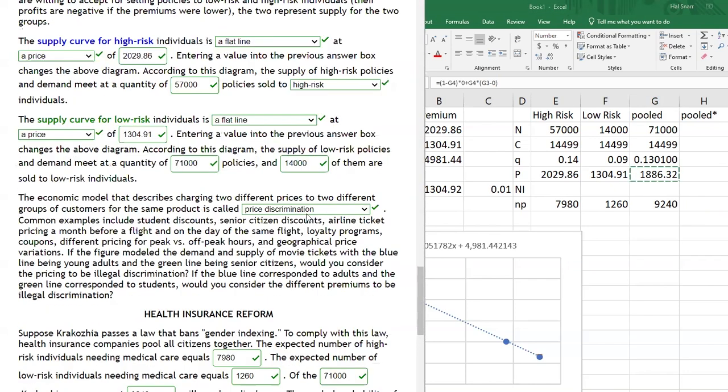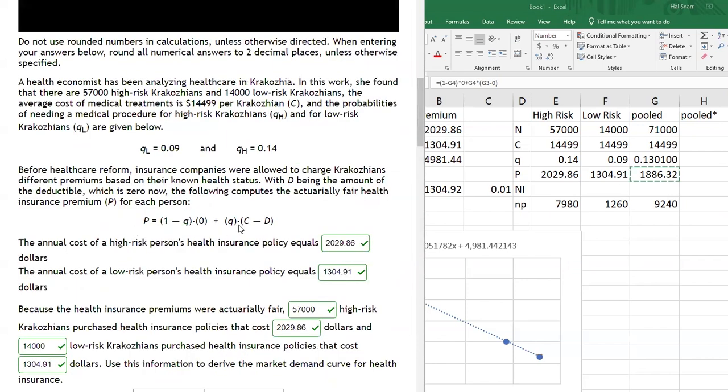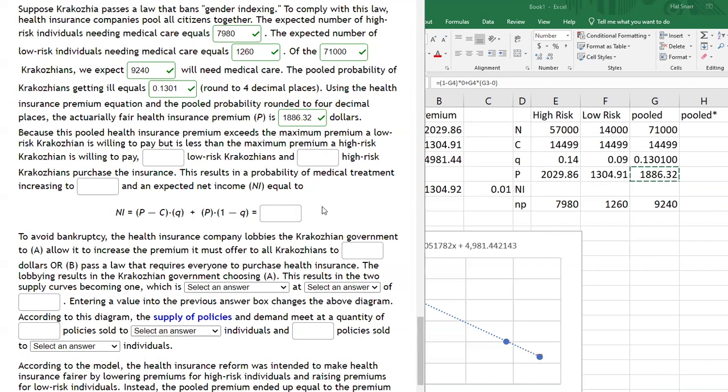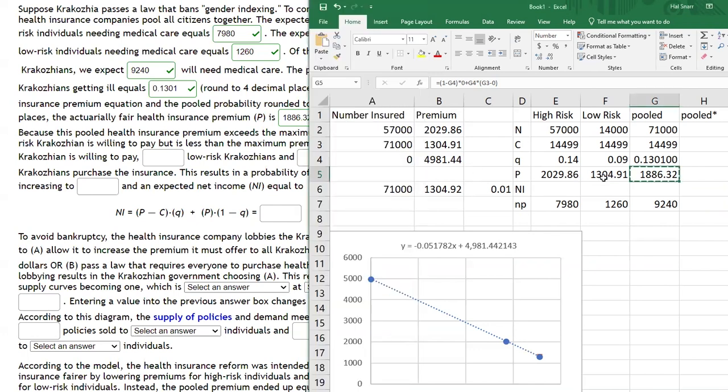And to get this value, again, we're just using this equation here, right? This first part is 0. So essentially, we're just multiplying the probability of needing the treatment by the cost because the deductible is 0. Because this pooled health insurance premium exceeds the maximum premium, notice that the new premium is between these two. So what's going to happen here is the low-risk people are going to say, I'm not buying insurance. Meanwhile, the high-risk people are going to say, hey, this is a good deal. In this last column, I've got pool star. What ends up happening here is the low-risk people leave.